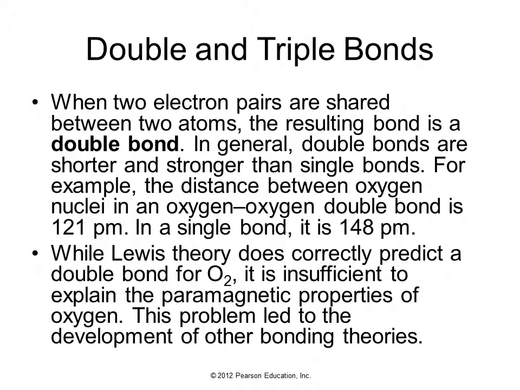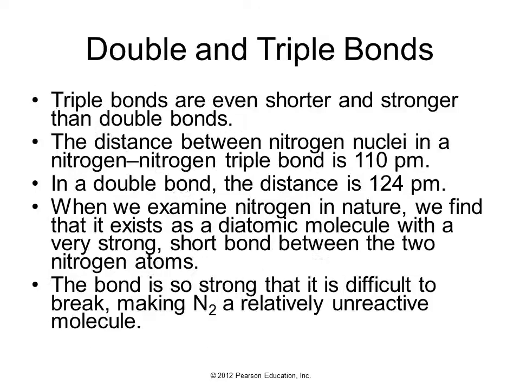So when 2 electron pairs are shared between 2 atoms, that's a double bond, and double bonds in general are shorter and stronger than single bonds. And this tells you a little bit about the distance. The double bond is 121 picometers, shorter than the 148 picometers of the single bond. Triple bonds are even shorter and stronger than double bonds. So looking at the example of nitrogen, the triple bond is 110 picometers.